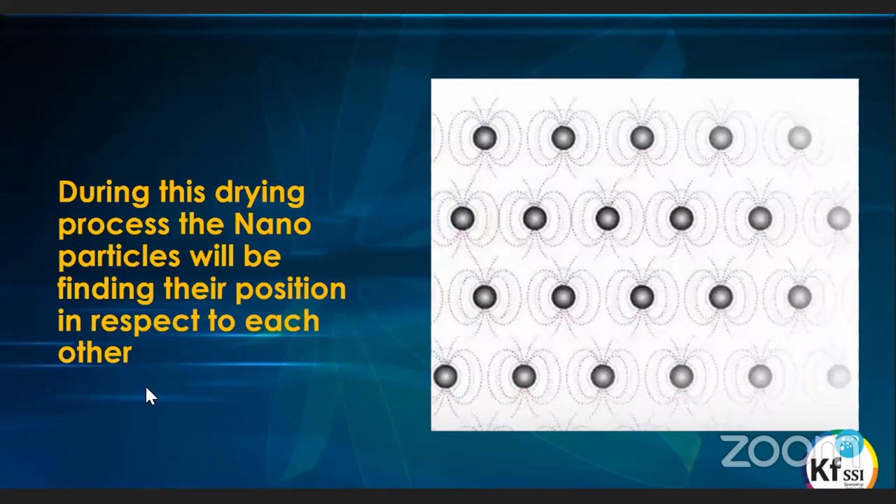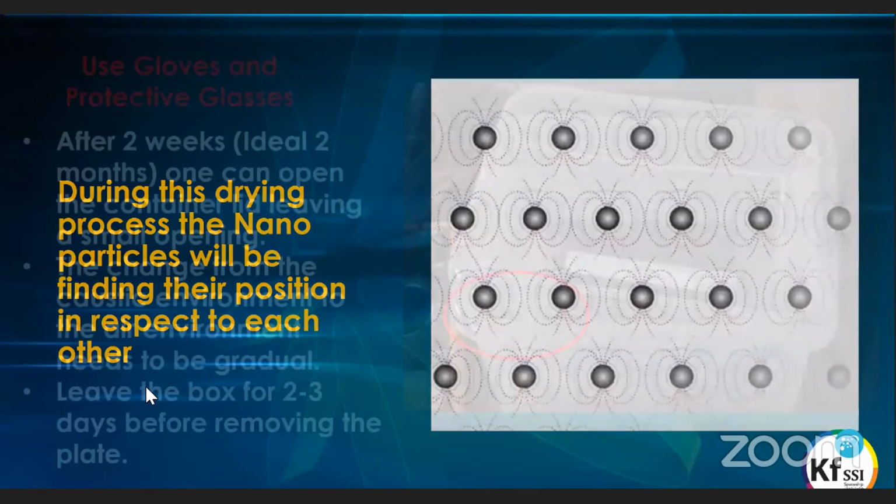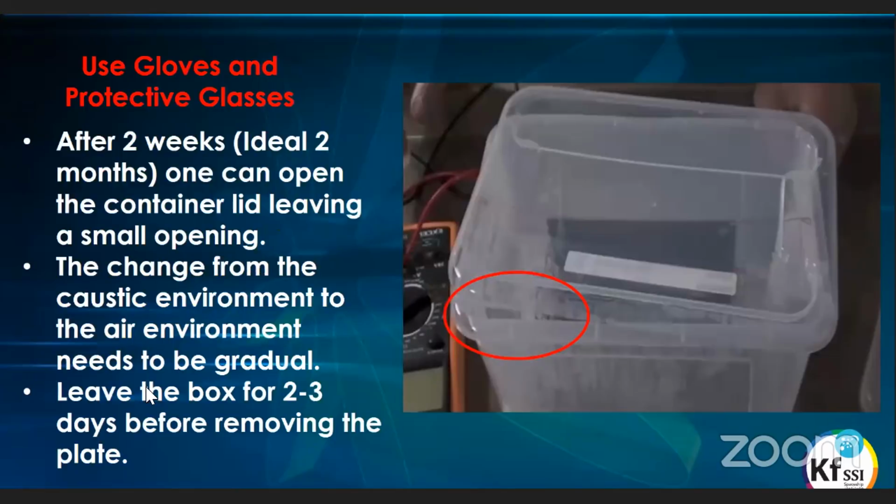Thanks, Sandor. I think the key here is patience. We have to really take our time in creating these layers. So as Sandor said, after 2 weeks or even ideal 2 months, one can then open the container lid, leaving a small opening. This is important because that change from the caustic environment in the container to the outside environment needs to be gradual. So when you're wanting to stop the process, then you need to at least do this 2 or 3 days beforehand, just by opening that lid slightly and allowing that gradual change of transition from one environment to another.